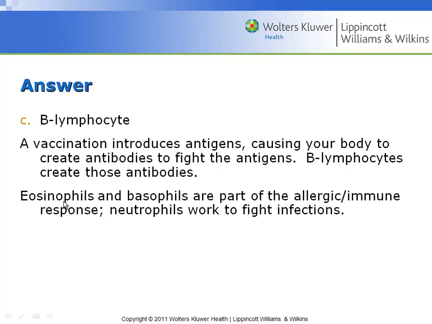Then it also goes on to mention a little bit about eosinophils and basophils, allergic and immune response. Neutrophils working to fight against infection. Neutrophils are most common, as we said before. Eosinophils are elevated in parasitic infections and allergies, and basophils are going to be secreting heparin and histamine to increase the inflammatory response.